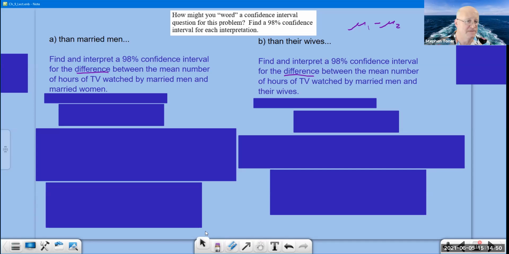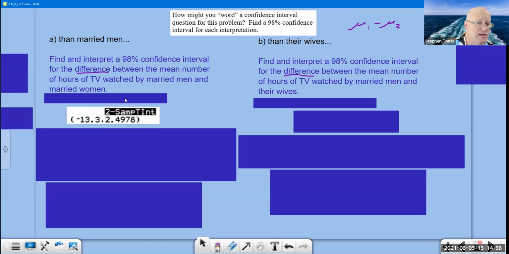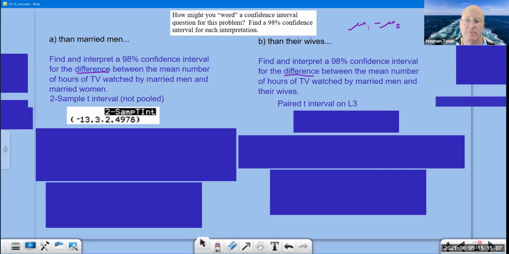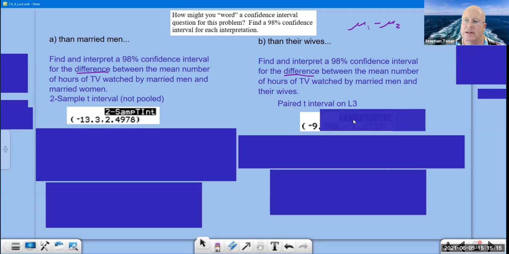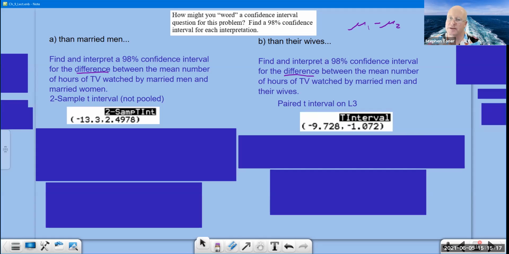In the first case, previously we had done a two sample T interval, so a T test that was pooled. So here's the one that's not pooled. This second time, we just did the paired T test. Now we're going to do a paired T interval using all those differences that are in list 3, and out come these values that you see here. Okay, so it's pretty straightforward. You're going to do the matching interval that goes with the hypothesis test that we did.